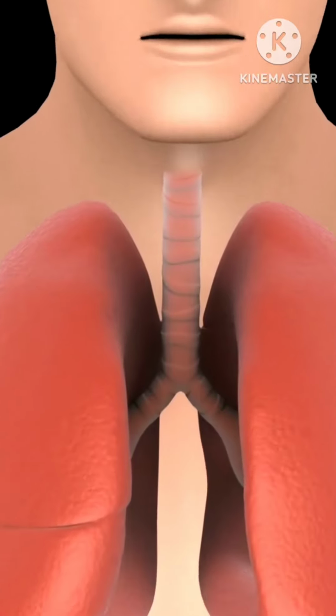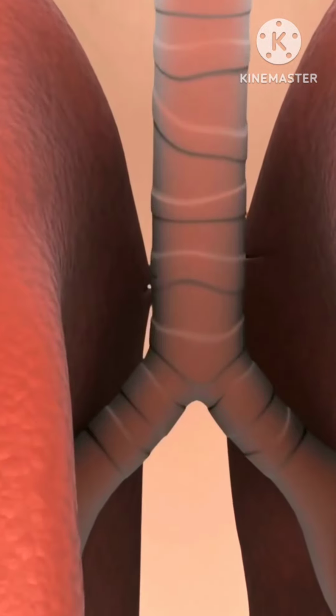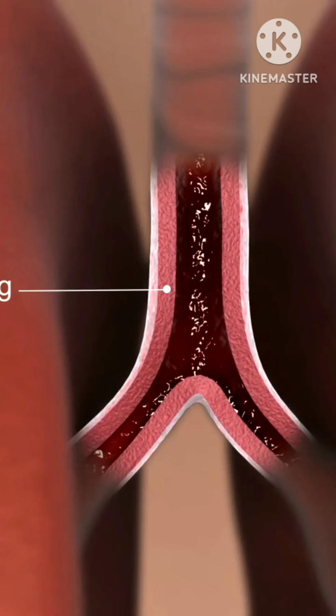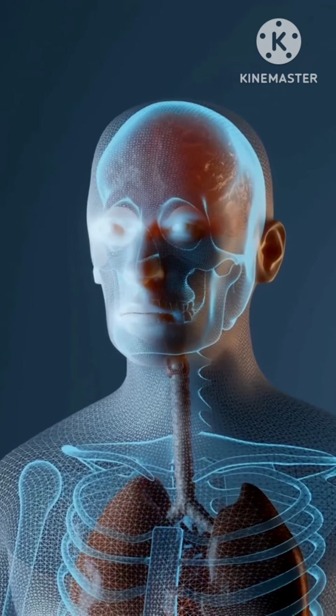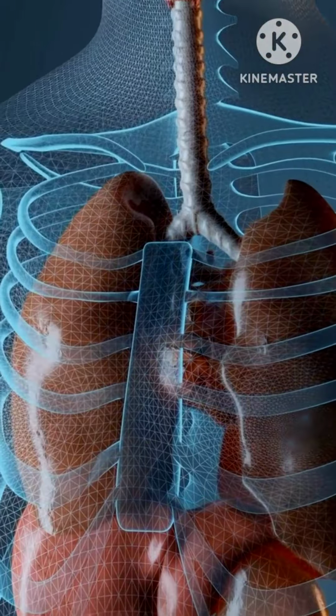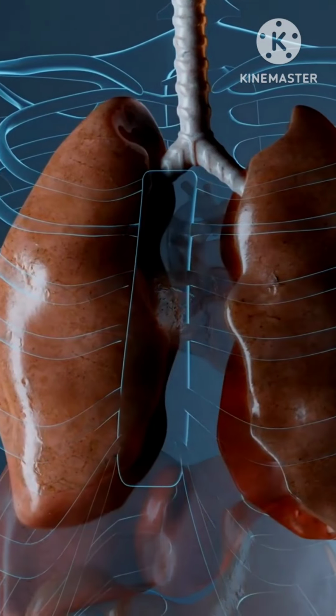The bronchioles are smaller branches of the bronchi that distribute air within the lungs. The alveoli are tiny air sacs in the lungs where gas exchange occurs. The diaphragm is a dome-shaped muscle below the lungs that aids in breathing.